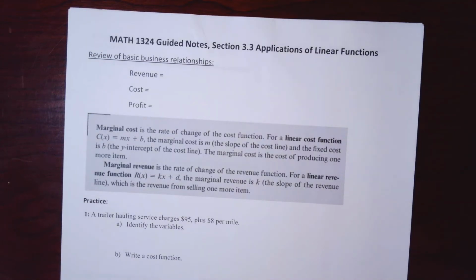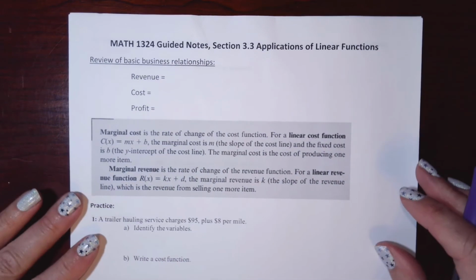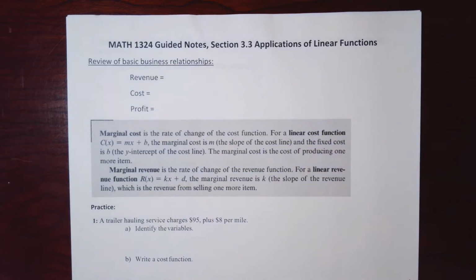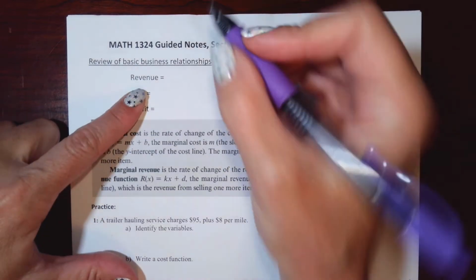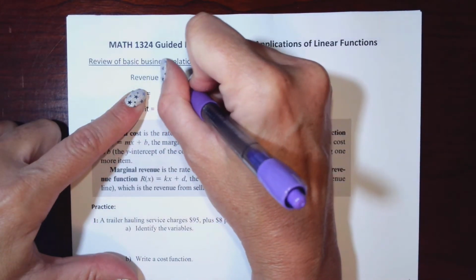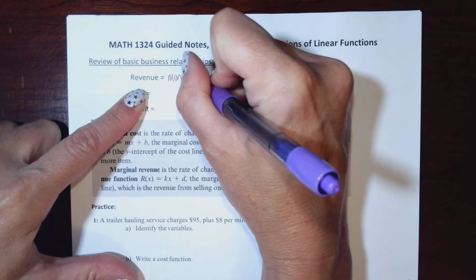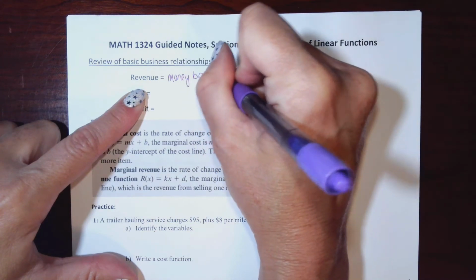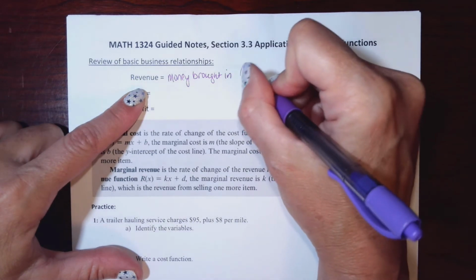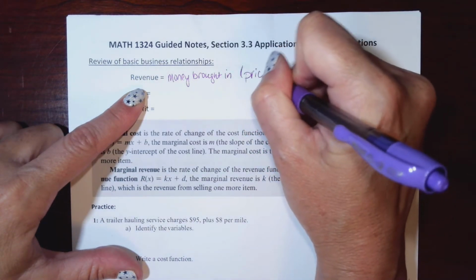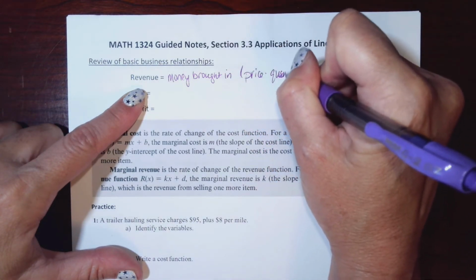For section 3.3, we are going back over and applying the things that we've learned to some business situations. We've already reviewed the basics here. Revenue, cost, and profit. We know by now that revenue is the total of the money that we bring in, and revenue is not the same as profit. To find revenue, we multiply the price of an item times the quantity.